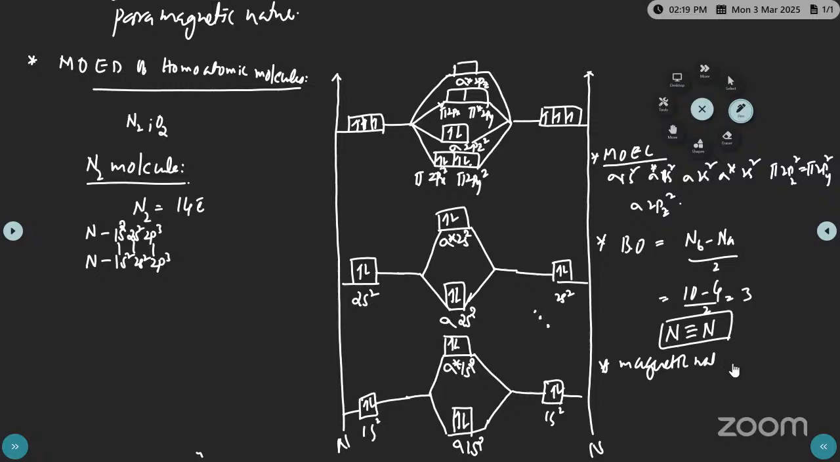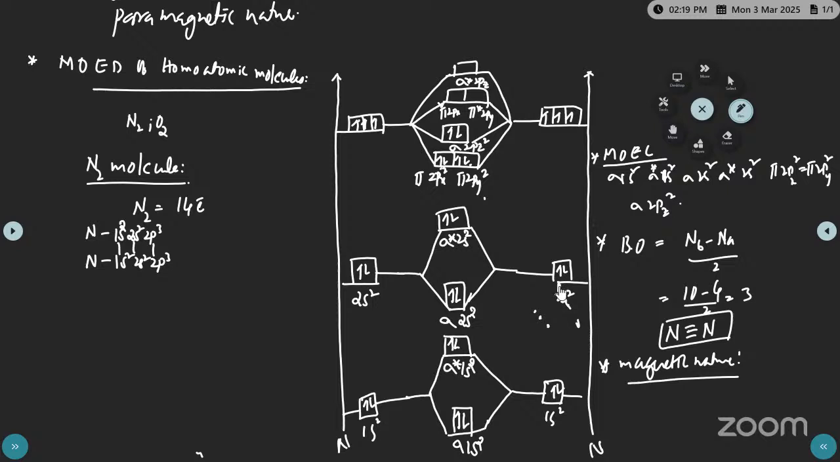Magnetic nature: is it diamagnetic or paramagnetic? So you have to see the electrons in the outermost molecular orbitals. What are the outermost molecular orbitals? Outermost means the last ones: pi 2px2, pi 2py2 and sigma 2pz.